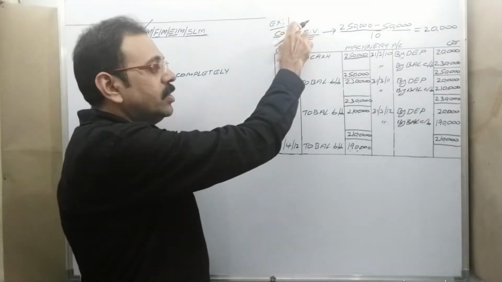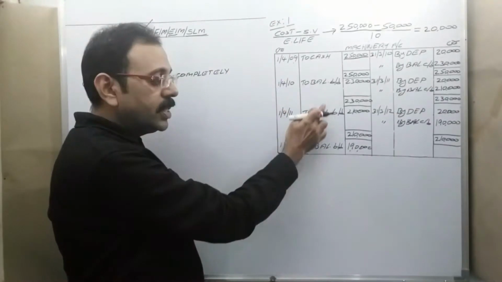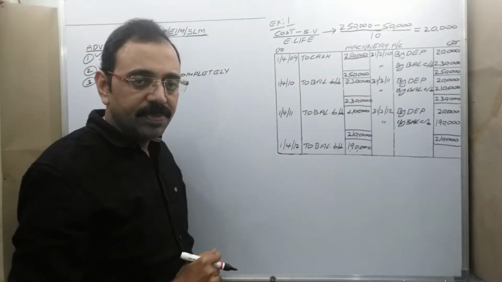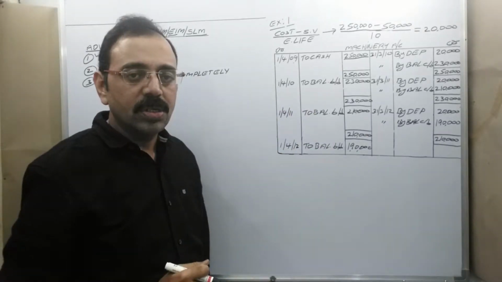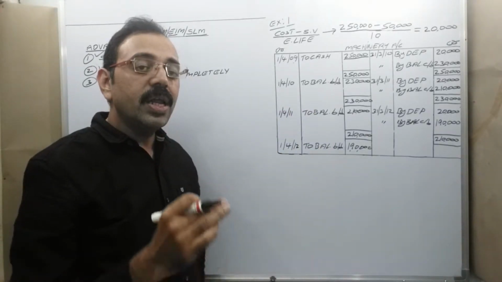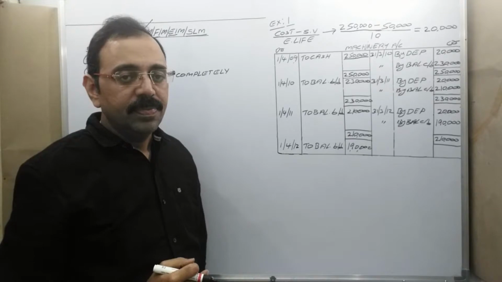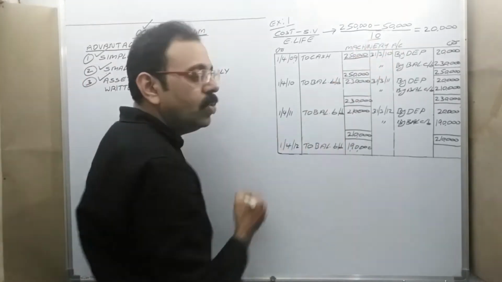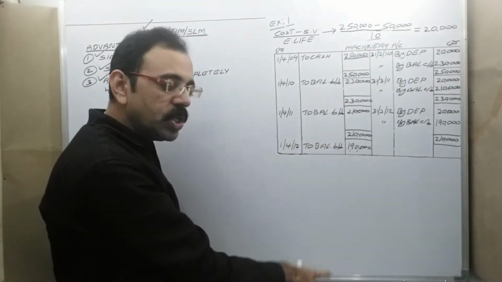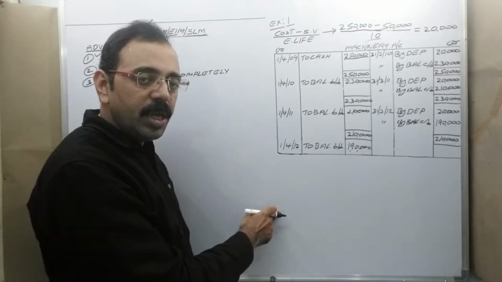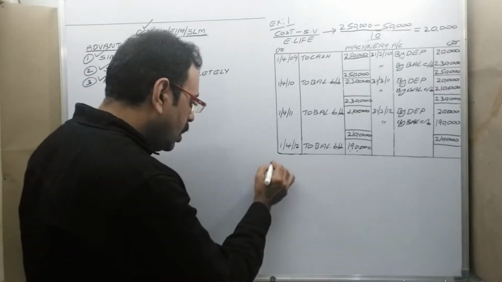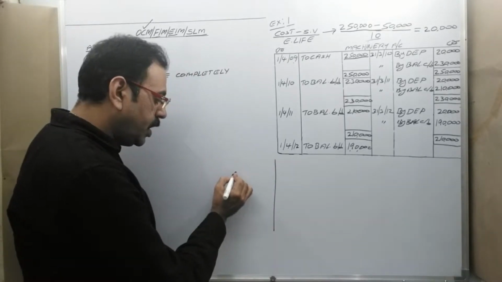In example 1, he asked us to prepare the asset account for 3 years. Okay? So only for 3 years we prepare this account. But if you work in any organization, then the asset life is 10 years, no? So till 10 years you have to prepare the asset account. Then how will the last year be? Let us see.